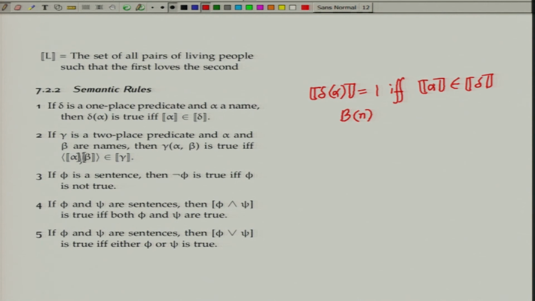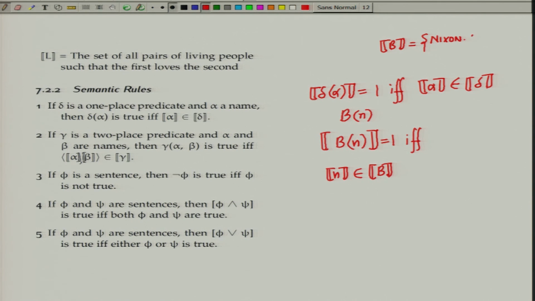Now according to semantic rule 1, B N is true, that is the reference of B N is 1, if and only if the reference of N belongs to the reference of B. And we have already said that the reference of B is actually this set. It is Richard Nixon and Chomsky.